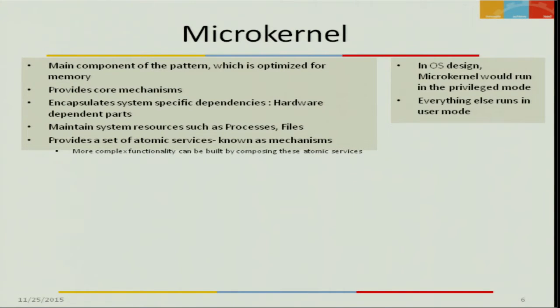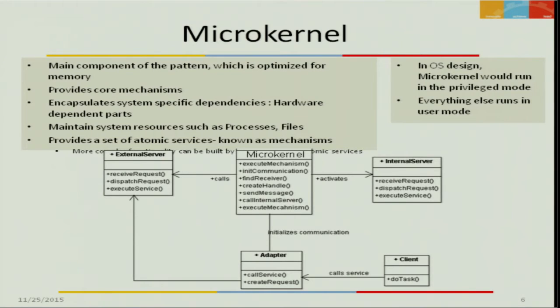So the microkernel activates one or more internal servers. The microkernel calls an external server, and the external server performs receive request, dispatch request, and executes a particular service. Now the client has a method called do task that in turn interacts with this adapter. The adapter is in turn interacting with the external server as well as with the microkernel.